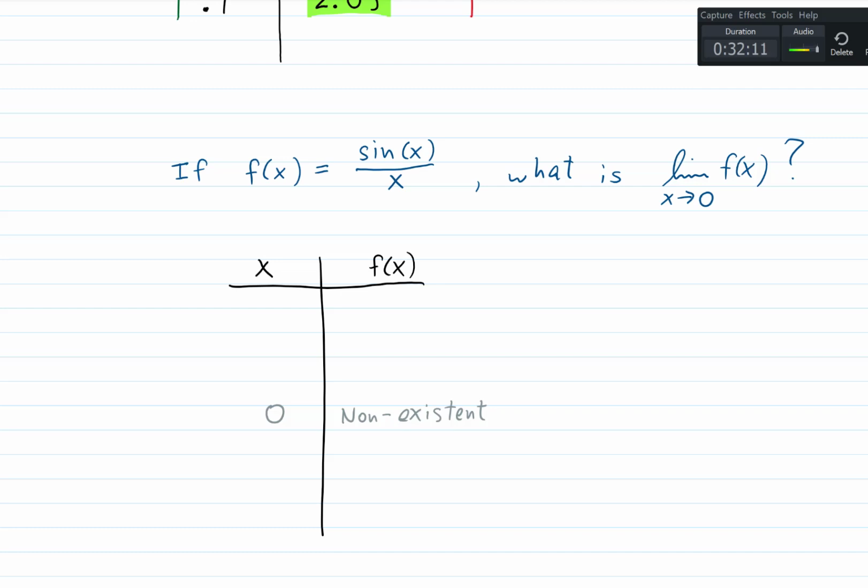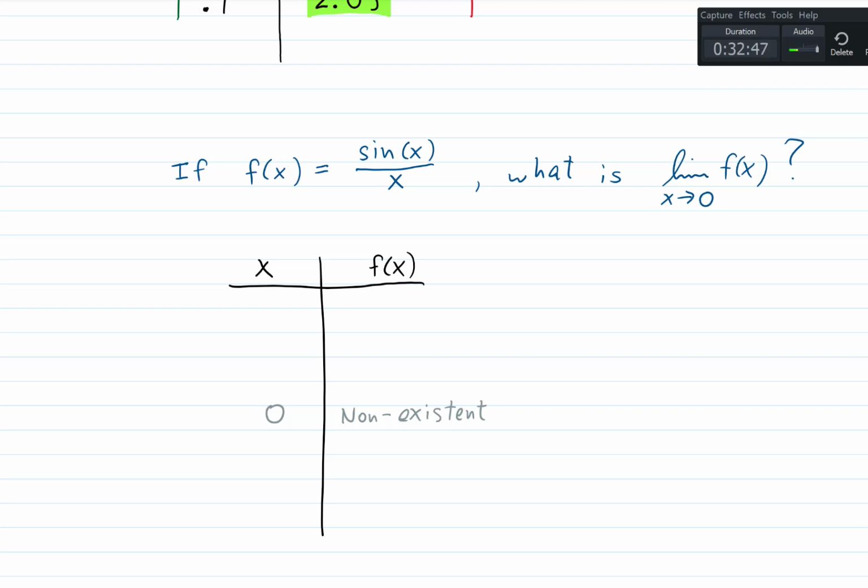Okay, but that's okay because that's not what the question's asking. The question's asking, what does f approach when x approaches 0? Okay, so again, let's just pick some numbers. There's no right or wrong numbers to pick. You can pick whatever numbers you want. Pick a few negative numbers that are approaching 0 and a few positive numbers that are approaching 0. It's very common to use the ones that I used on the previous example.